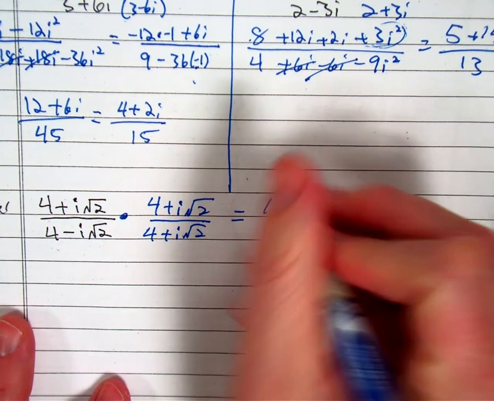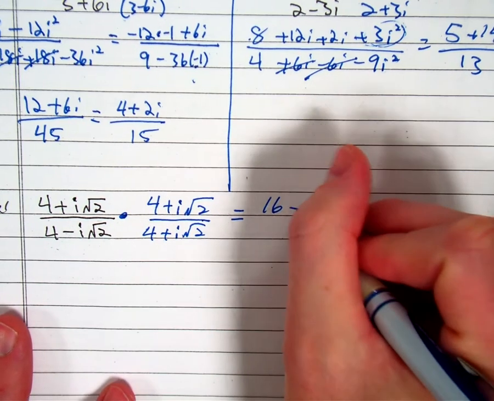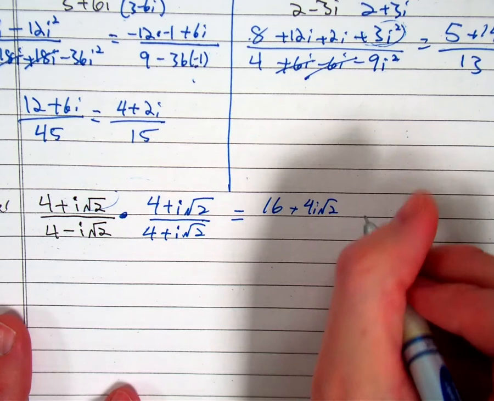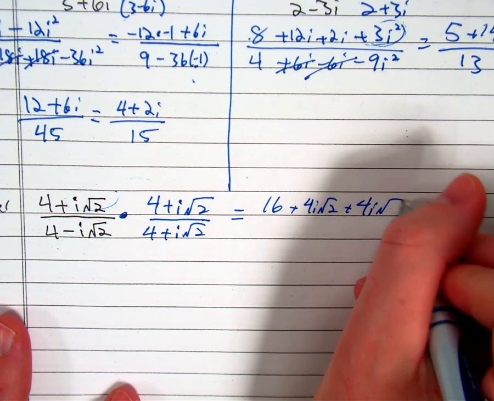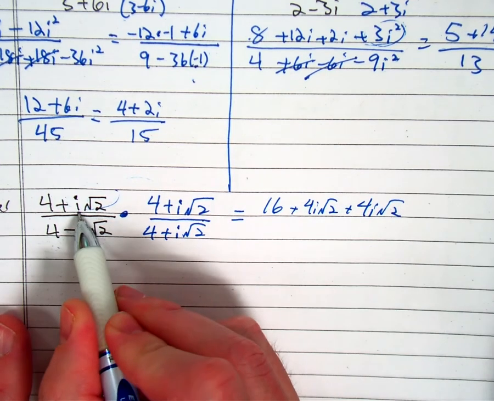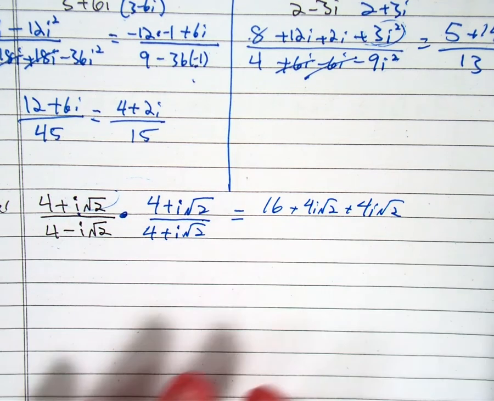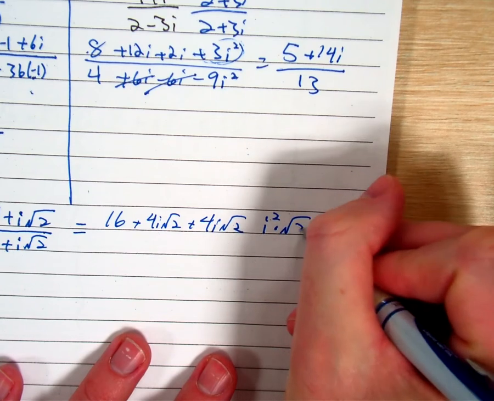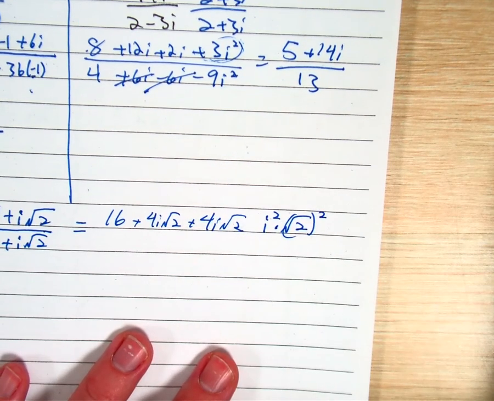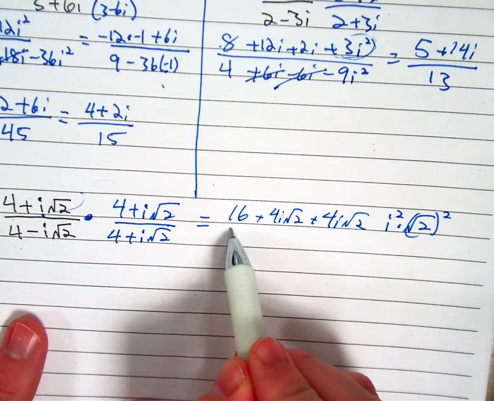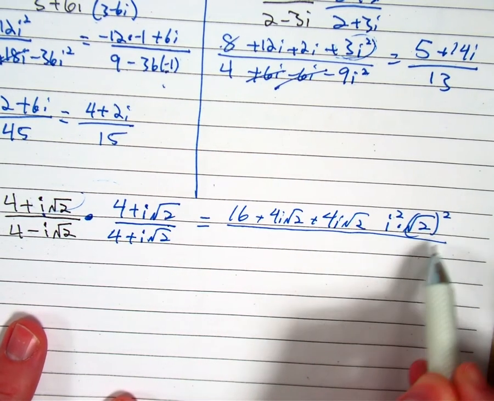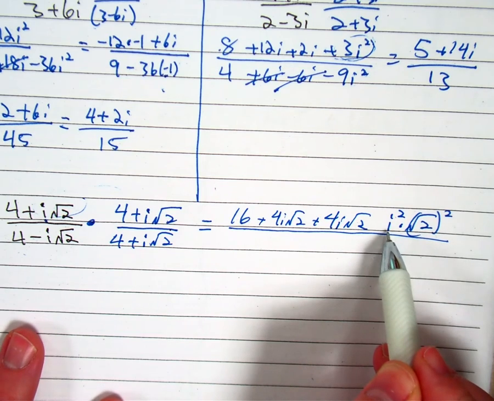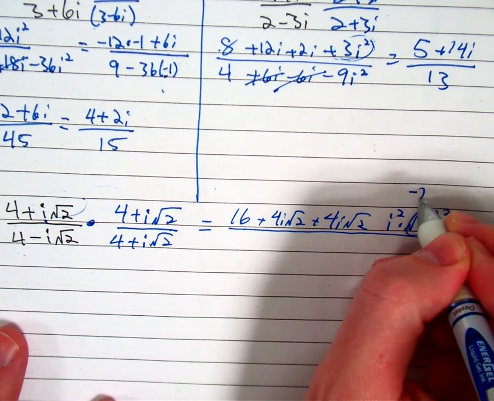So 4 times 4 is 16. 4 times i radical 2, we got 4i radical 2 there. i radical 2 times 4, we got another 4i radical 2. And then we have this one, i radical 2 times i radical 2. So that's i squared times radical 2 squared. Can we think about what that should be? Square root of 2 squared should be 2. i squared is negative 1. This should be a negative 2.